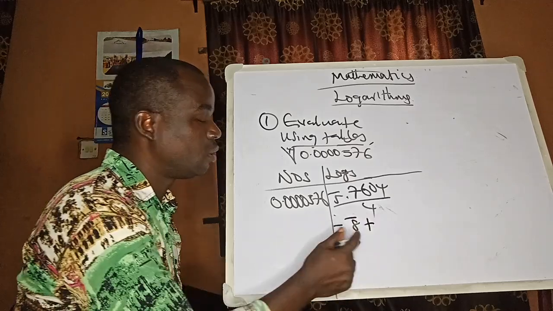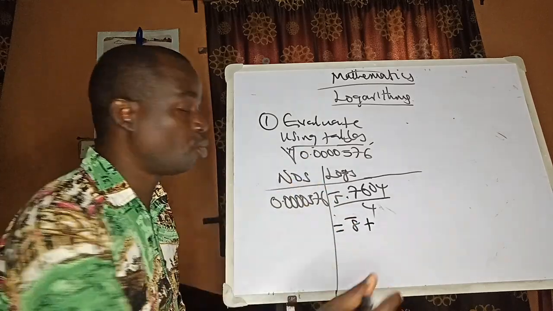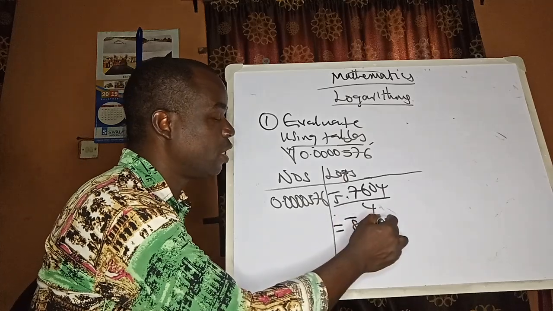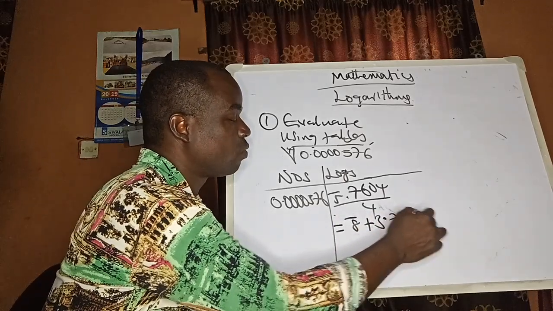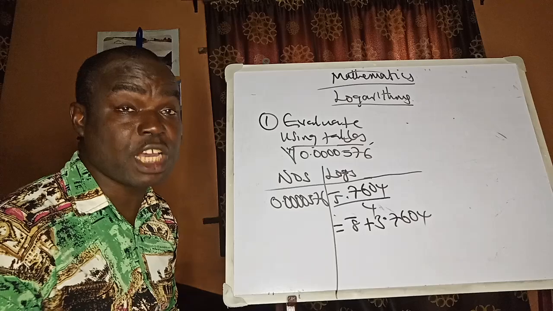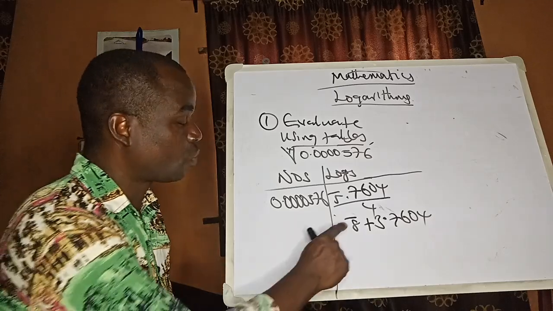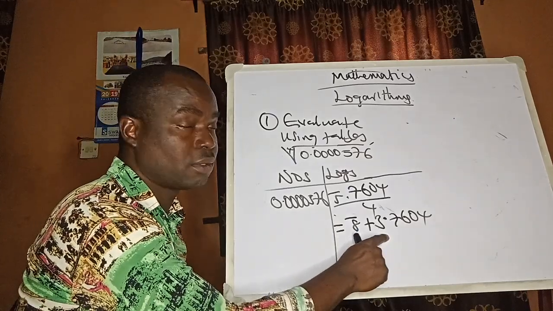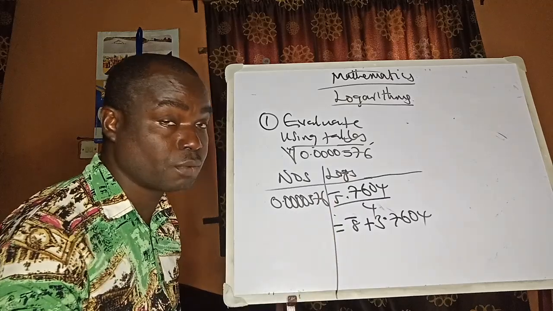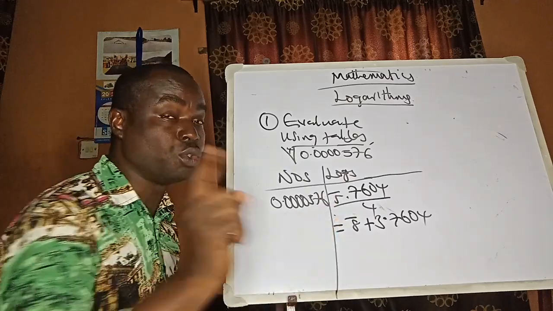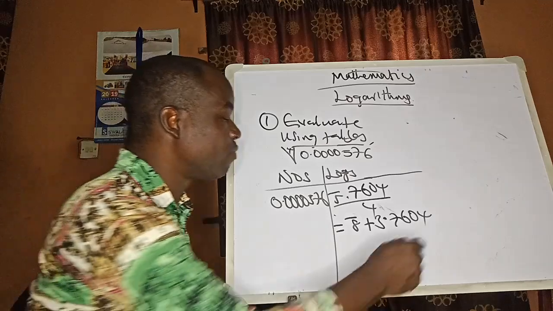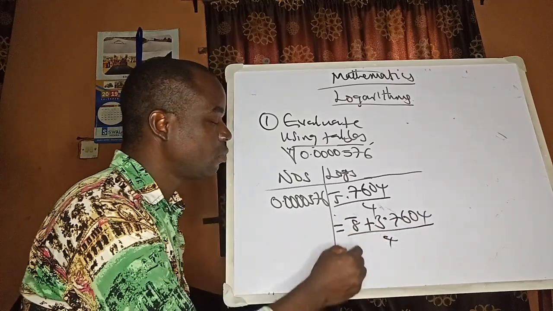Then plus 8 minus 5 is 3. So put plus 3 here. Then put 0.7604. When you finish, you check it to know whether you're correct. Do minus 8 plus 3. If it doesn't give you minus 5, you're wrong. It must return you back to this place before you continue. So you now do all divided by 4.